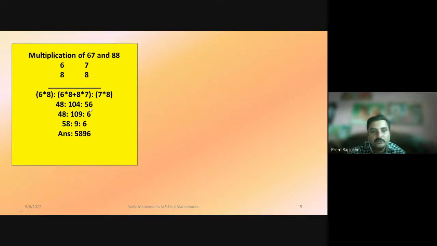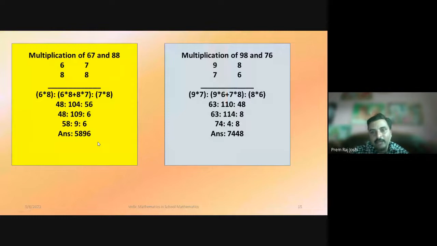So actually we need to take care here. We take the carry from 56: 5 will be carried, and it will go to 104, which becomes 109. Again from 109, we put 9 over here, and 10 goes ahead as a carry, making it 58. The final answer is 5896. After practice, we will be quite familiar with this kind of calculation.